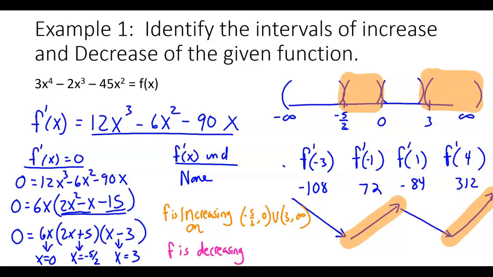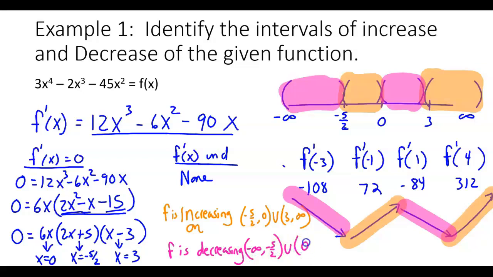So we're decreasing here and we're decreasing here. So that's this interval, and this interval is where we are decreasing. So that would be from negative infinity up to negative 5 halves, and from 0 to 3. Okay? And so that's our answer there.